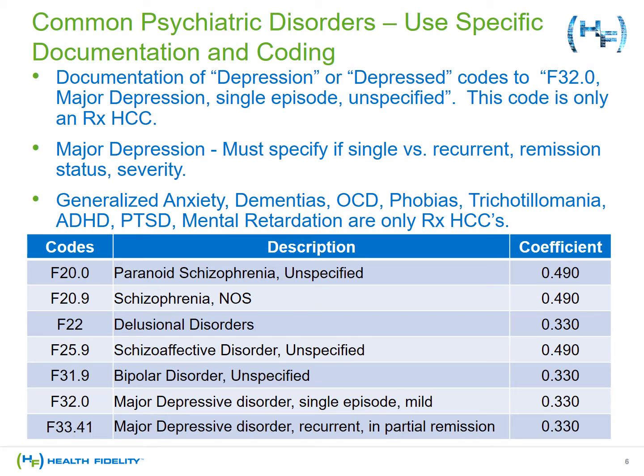The highest weighted category for psychiatric conditions is for schizophrenia, and I have shown 3 examples in the table. Paranoid schizophrenia, schizophrenia not otherwise specified, and schizoaffective disorder would all have the same coefficient of 0.49. If, however, you use a less specific diagnosis of delusional disorders, then you will see that the coefficient decreases to 0.33. Another important category of diagnoses is for bipolar disorder. I have only included 1 in the table below, but there are many to choose from, so please pick the most appropriate code for your patient.